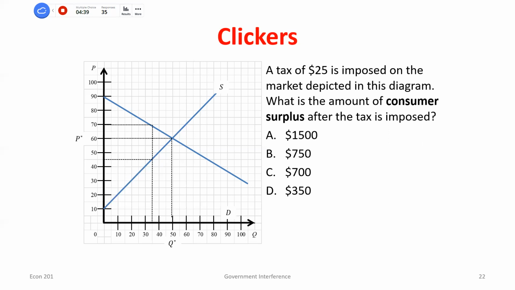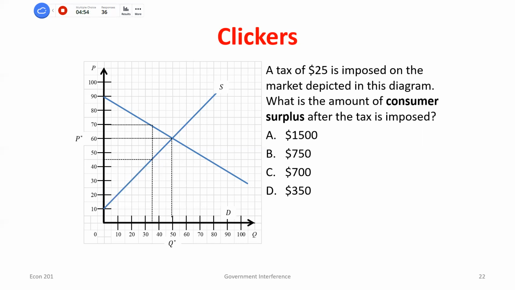What did I forget to do? Yeah, there we go. So 700 divided by 2. New consumer surplus is 350. So hopefully everybody gets this one correct.